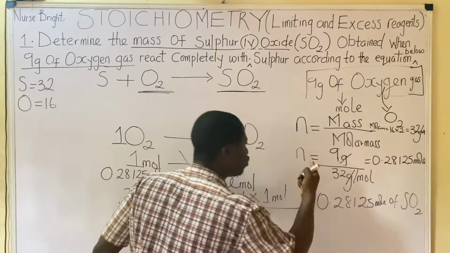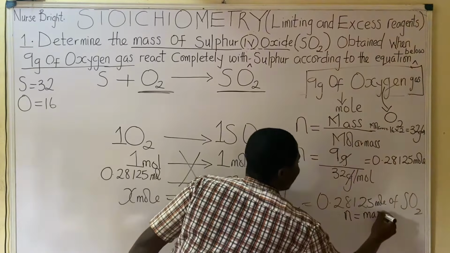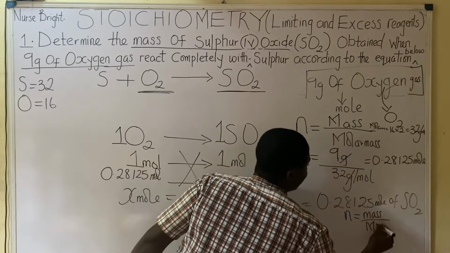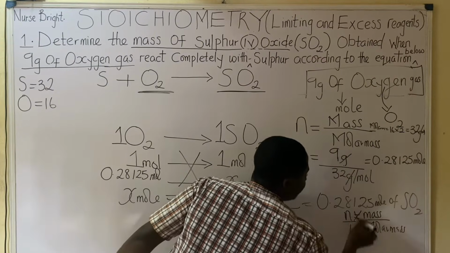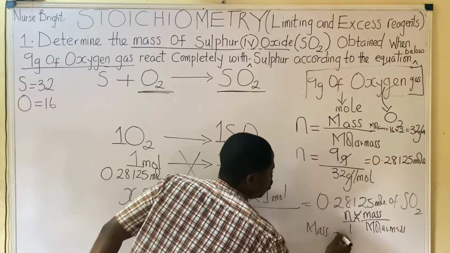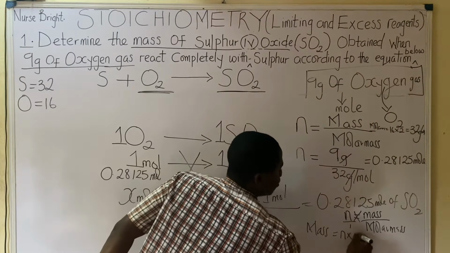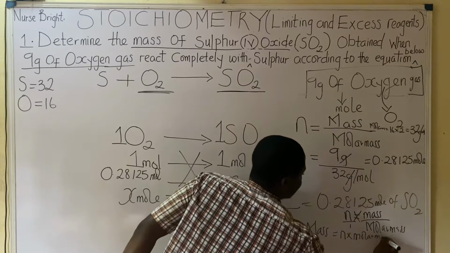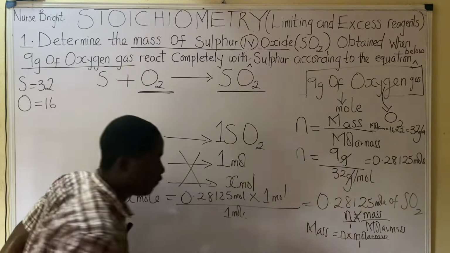So in this case, we have to use this formula back, which is number of moles equal to mass divided by molar mass. What are we looking for? We are looking for mass. So we'll make mass the subject. Mass will now be equal to number of moles times molar mass, divided by 1. Hope you're following me.